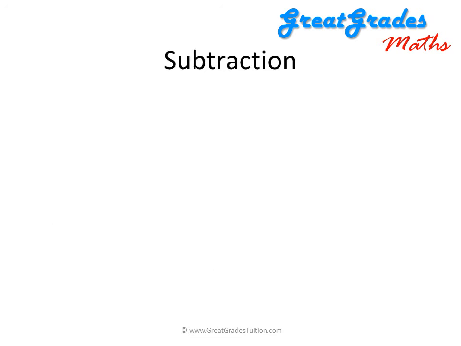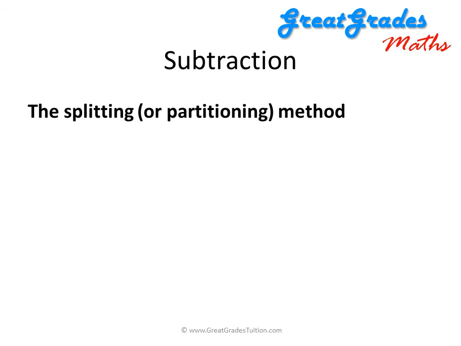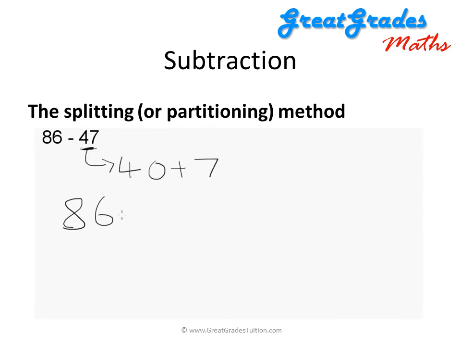Let's look at subtraction now. We'll look at our first method, which was the splitting or the partitioning method. Let's try to do this sum, 86 minus 47. First of all we have to split up the 47. We split it up into 4 tens, which is 40, and 7 units. So we take our number, 86, and first of all we take away the tens. We take away 40. That gives us 46.